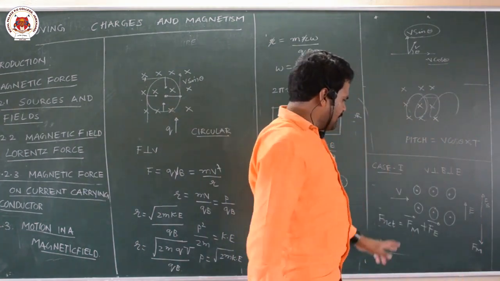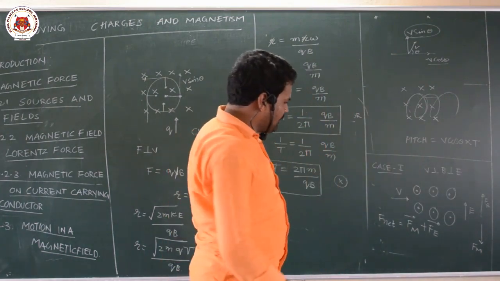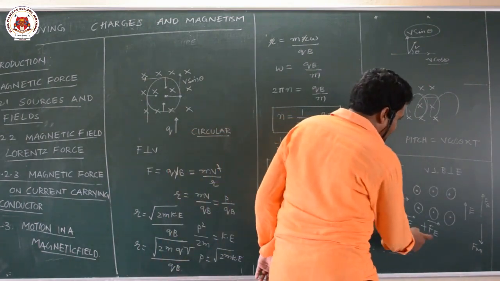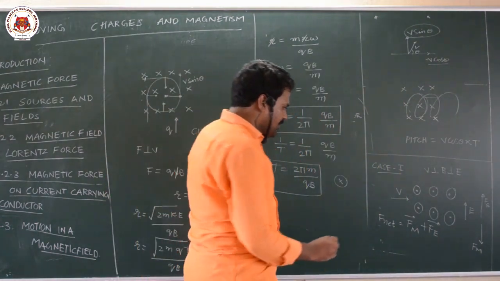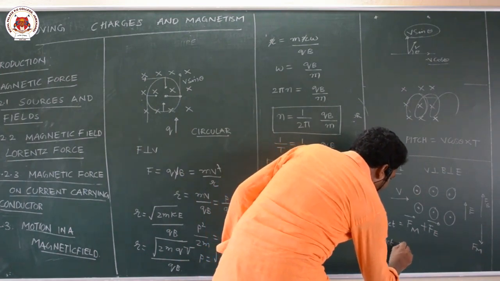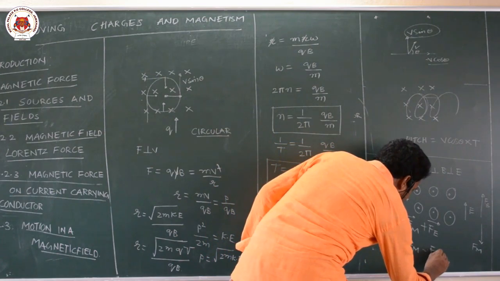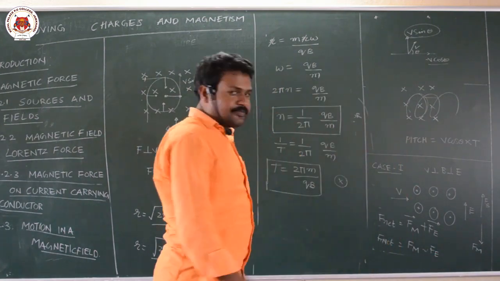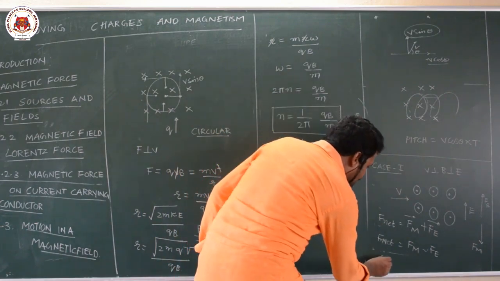Now suppose this is acting along plus J and this is acting along minus J. Suppose these two are equal and opposite. F net is equal to the difference of Fm and Fe. If these two are equal and opposite, then the net force is equal to 0.